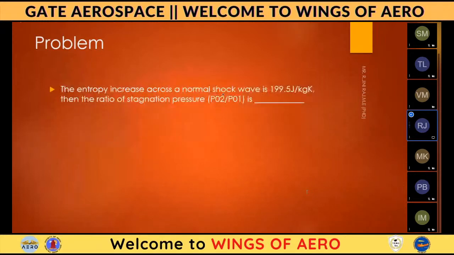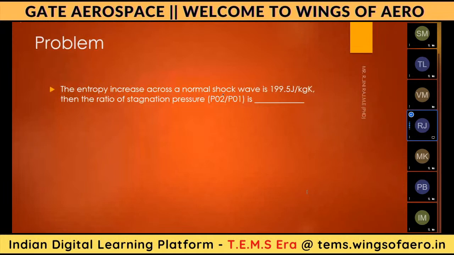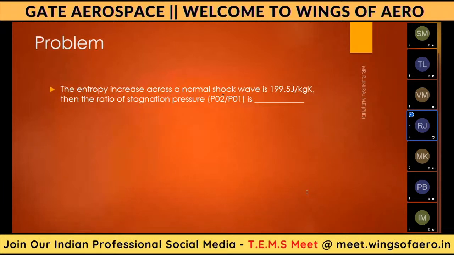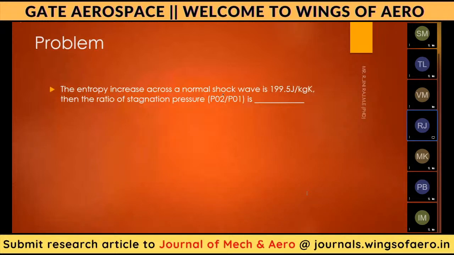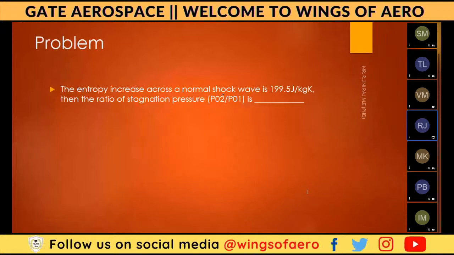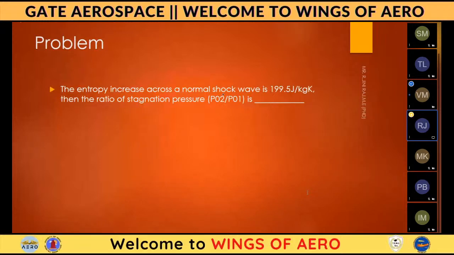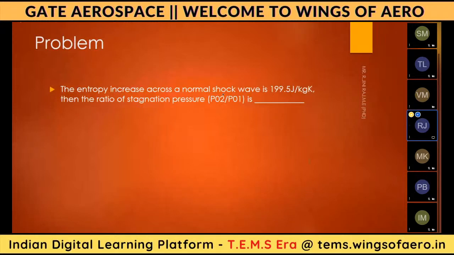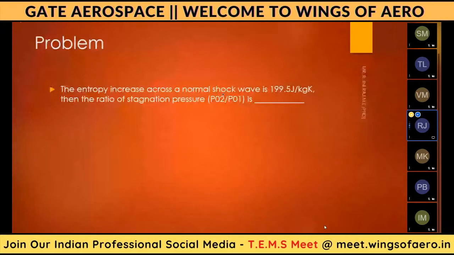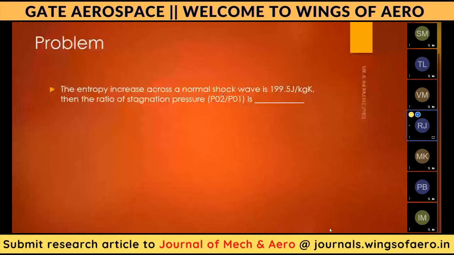Okay. Then shall we solve this problem? The entropy increase across a normal shock wave is 199.5 joule per kilogram Kelvin. Sir, I have doubts. If total temperature remains same, then what about the static temperature? Actually, static temperature rises after the normal shock wave. Static temperature always rises because there is a change in pressure. Therefore, the static temperature rises. Okay.